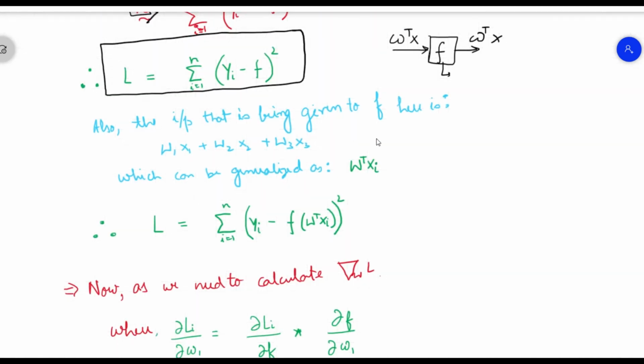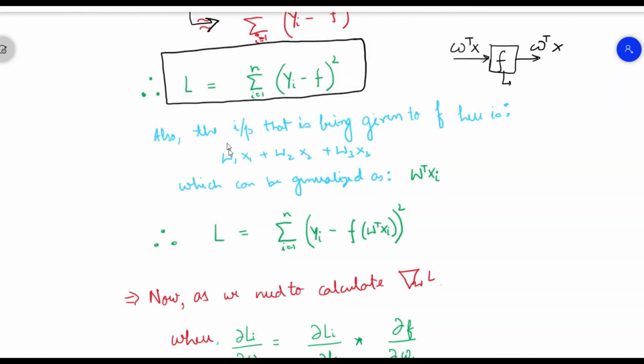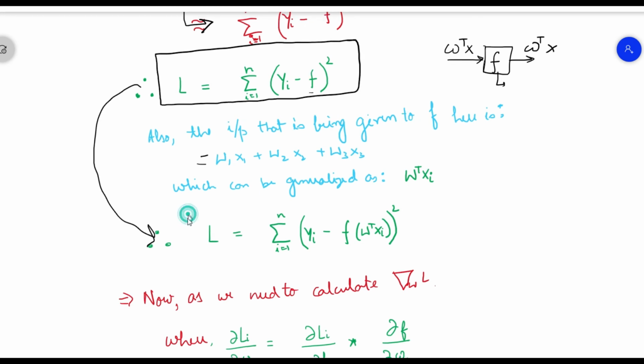So this can be generalized as follows. The input that we get is w1 x1 plus w2 x2 plus w3 x3, which can be generalized as w transpose xi, where xi is a vector having d features, 1 to d. We have 3 features over here, so xi is a vector having 3 features, represented by xi1, xi2 and xi3.